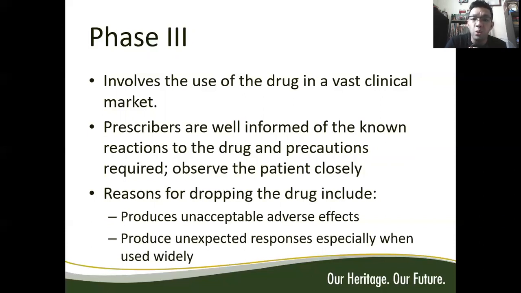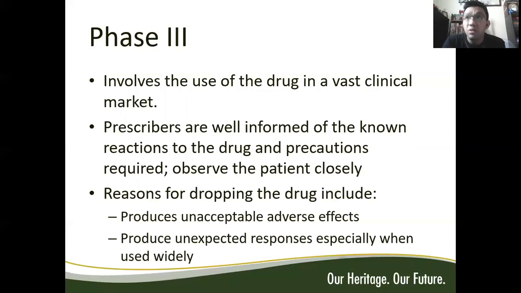So if before, during phase 2, the drug is being used in a certain hospital or clinic or doctor's office, this time it can be widely distributed to several hospitals or clinics. It is no longer localized. It can be tested nationally, and prescribers are well informed of the known reactions to the drug and precautions required. We need to observe the patient closely as well to check for any adverse effects.